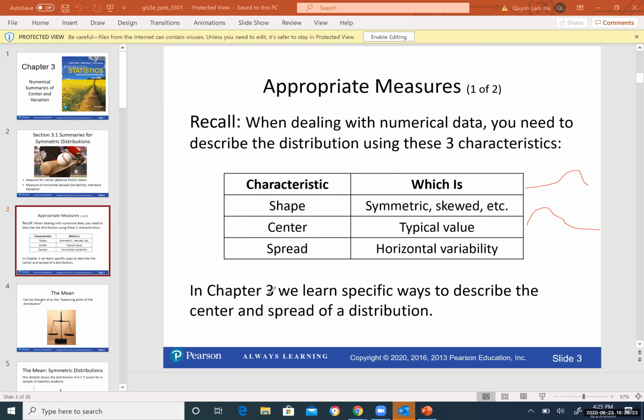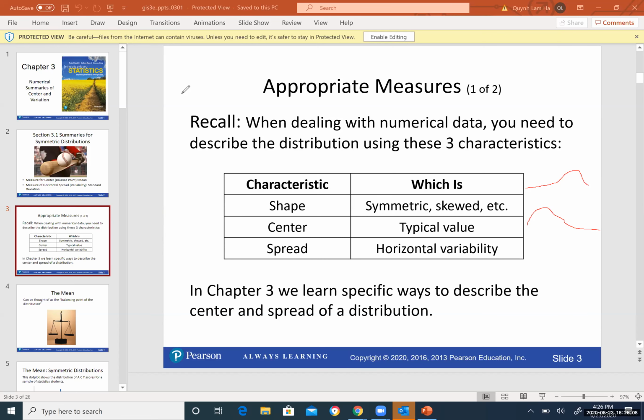Right here, they said in all of chapter 3, you have 5 sections. You will learn specific ways to describe the center and the spread of the distribution. So you will learn a lot by the end of this chapter. You will understand: can I apply the mean for skew? Yes, the answer is yes. Can I find standard deviations for skew? The answer is no. So you will learn that in later sections, okay? Keep that in mind or write it somewhere in your notes.